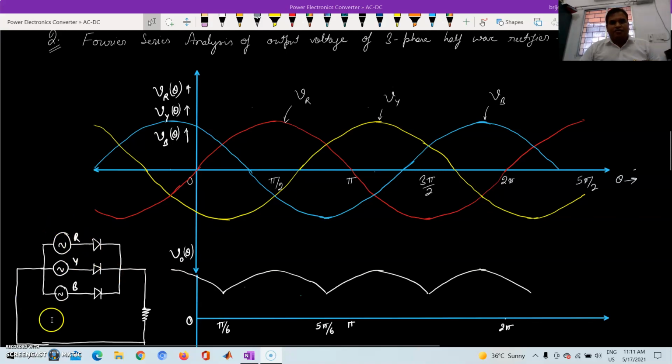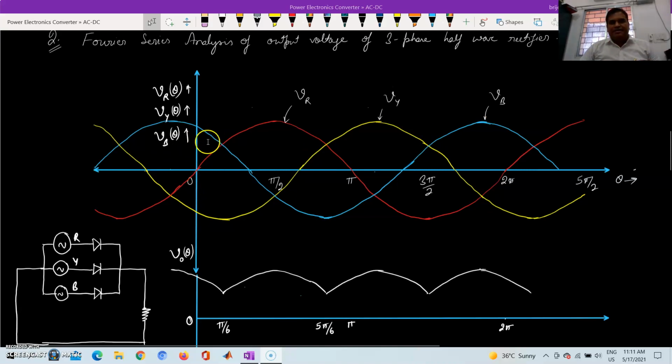If we see the waveforms of R, Y and B, at any particular instant of time we find one of the phase voltages is maximum. From here, the R phase is maximum. Again, this point is π/6, that is 30 degrees. So from 30 degrees to 150 degrees, the R phase is maximum. Similarly, the Y phase is maximum for another 120 degrees, and the B phase is maximum for another 120 degrees.